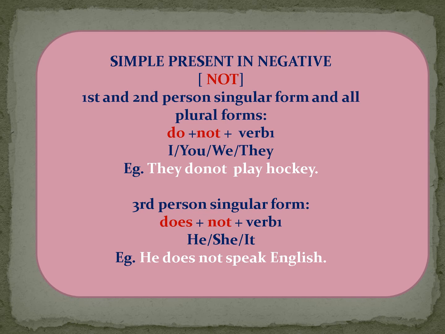Let's take a look at simple present tense in negative sentences. We add not in the negative sentences. First and second person, singular form and all plural forms, we add do plus not plus first form of verb. Example, they do not play hockey. And with third person in singular form, we add does plus not plus first form of verb. He does not speak English.